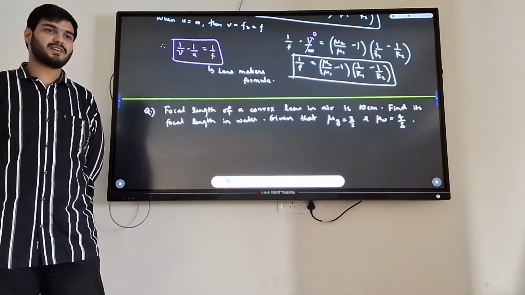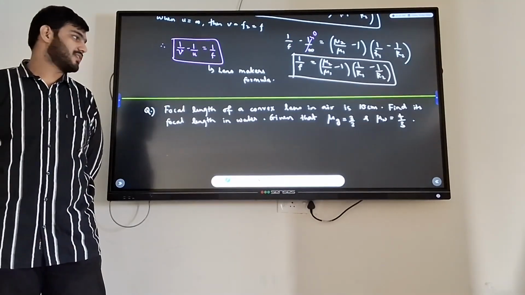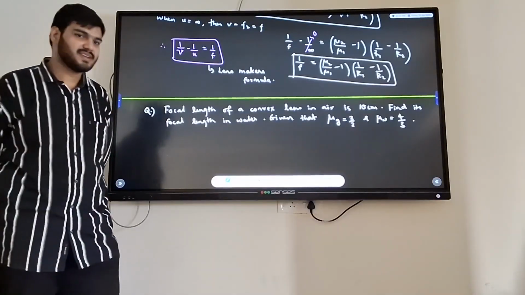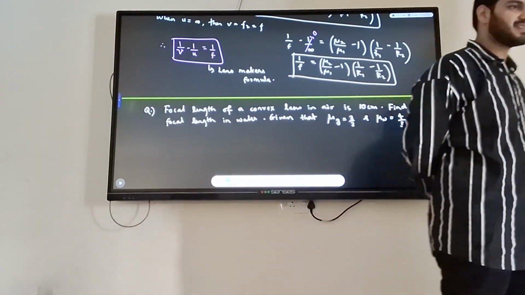When we are talking about focal lengths, most of the time we are talking about f2, and convex lenses have f2 greater than 0. Yes. So you can't have that to be negative.